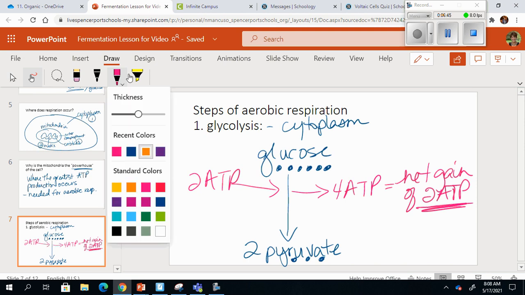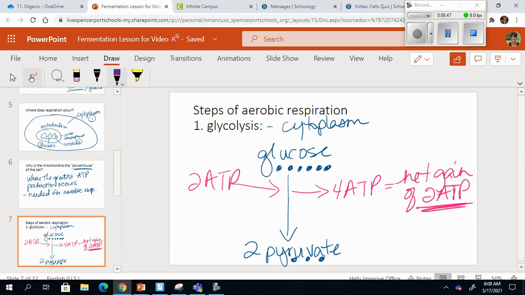It also does build up a molecule that is pretty awesome. I like to call it cash money. So it uses 2 NAD pluses. It reduces them. So remember, reduction is gaining electrons. So when you break glucose, a hydrogen and 2 electrons are going to go to this NAD, and it's going to change it into 2 NADHs.